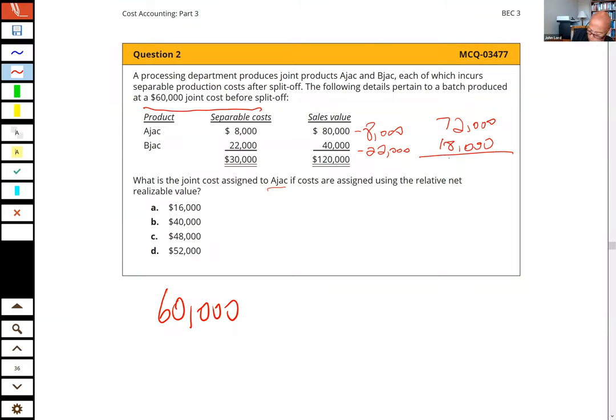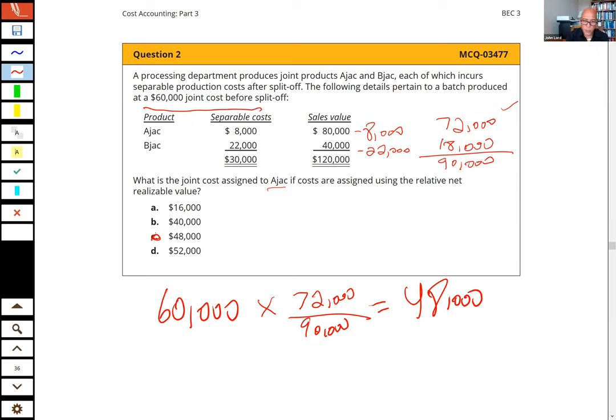So we have a base here, what, 90,000. Then you just select the one that they're asking us for, which is AJAC. So AJAC constitutes what, 72,000 of the total 90. And you do the math on that, and that's how you got the correct answer, the 48,000.